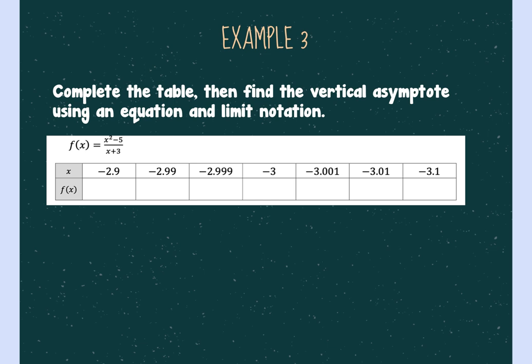Okay, now let's do the table. So we did this a little bit yesterday, but let's talk about what happens when there's a vertical asymptote. It says complete the table, then find the horizontal asymptote using an equation and limit notation. So we're going to do it both ways. So I'm going to take my y equals, and I'm going to write in that full equation, x squared minus 5 over x plus 3.